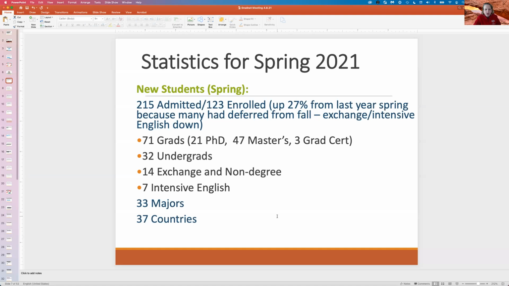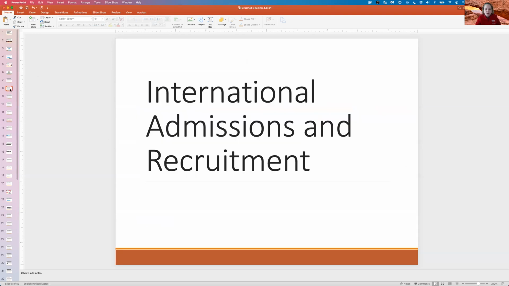We had 71 graduate students, 32 undergrads, 14 exchange and non-degree, and 7 intensive English student starts. They were all over in terms of disciplines, 33 majors and 37 countries represented. Now, some of those students actually started remotely from home, but some of them were actually able to make it here. Many of those students, however, were coming from other institutions in the US. So that's kind of how we ended up in spring semester.